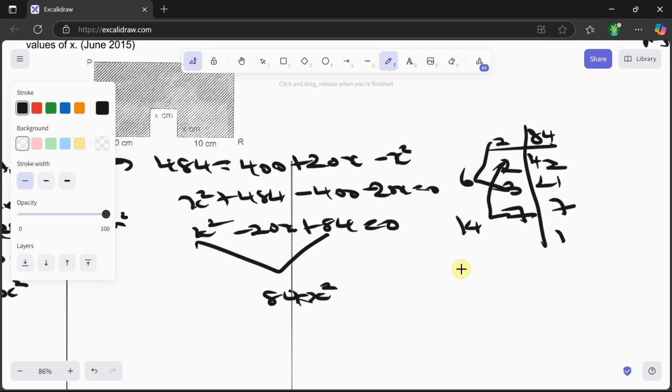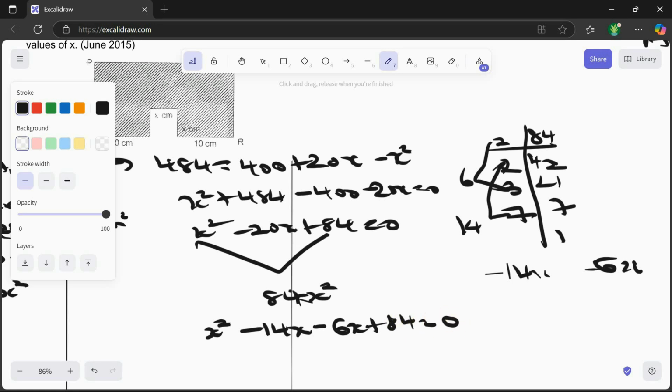I think if I say minus 14x and then minus 6x, this will work. Minus and minus give plus, and minus 14 and minus 6 give minus 20. So we are good. So x squared minus 14x minus 6x plus 84 is equal to 0.